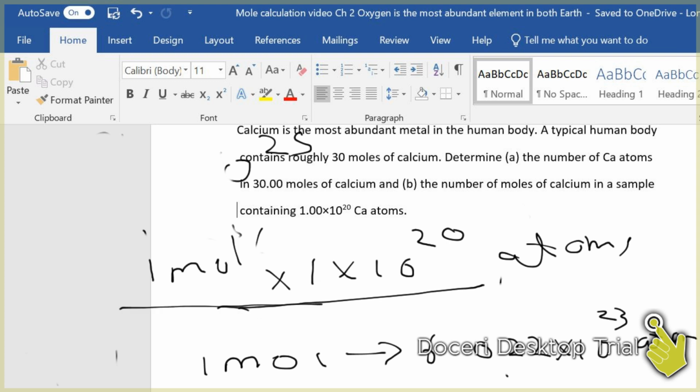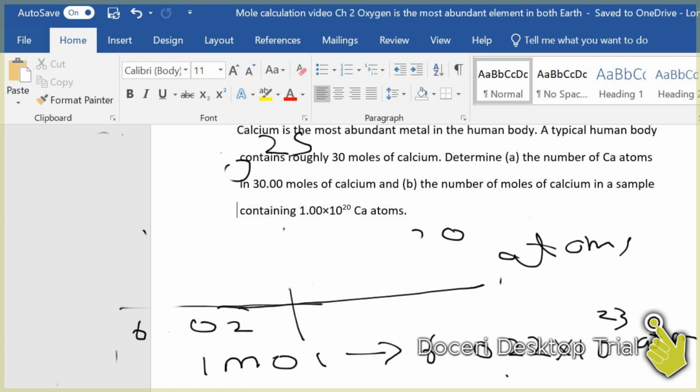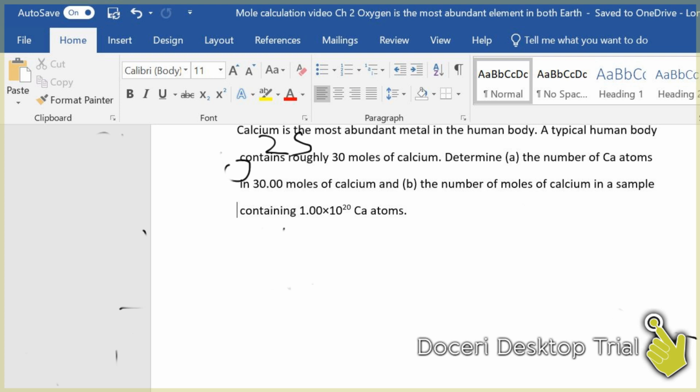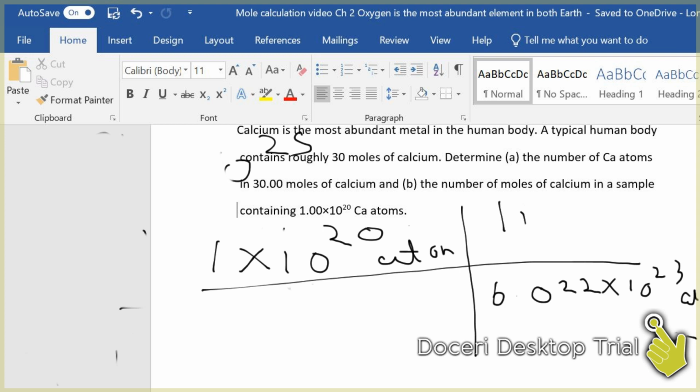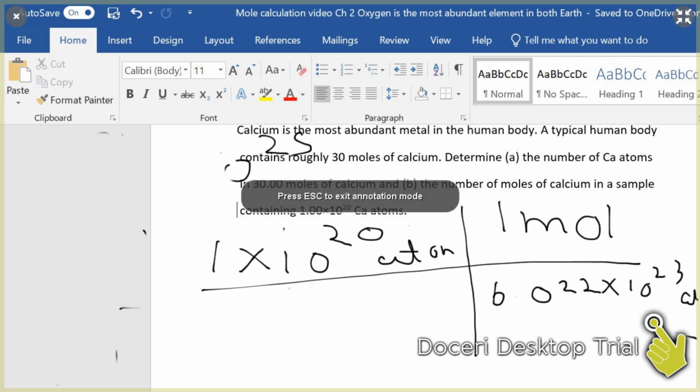1 mole has Avogadro's number of atoms. Sorry, wait a second, you don't see that clearly. 1 into 10 to the power 20 atoms, divided by 6.022 into 10 to the power 23 atoms per 1 mole. So you divide it and then you give the answer. And you have the answer in the PowerPoint, so I let you do it. Okay, and that's how you do this question.